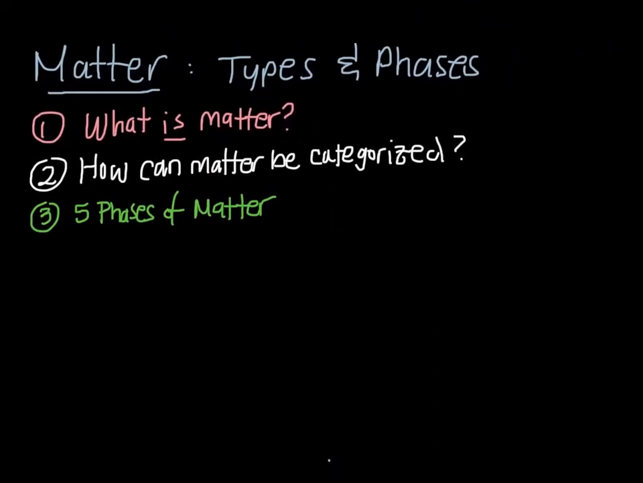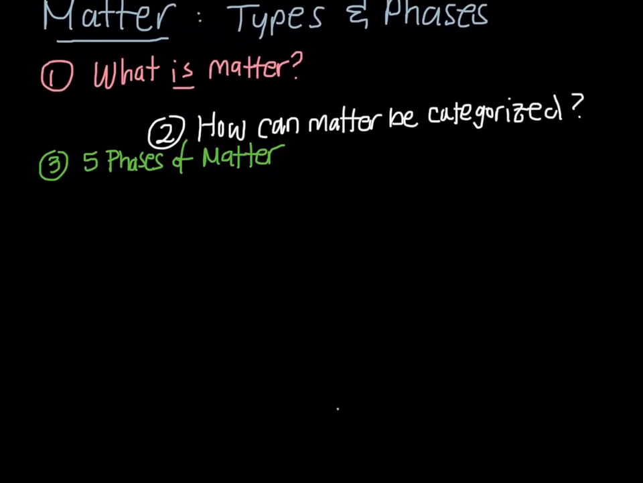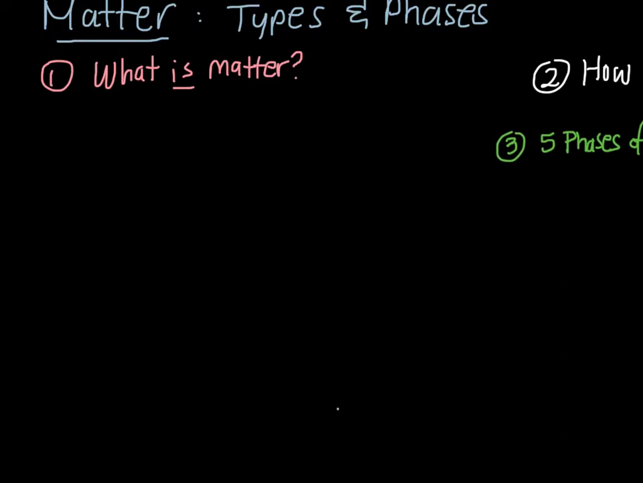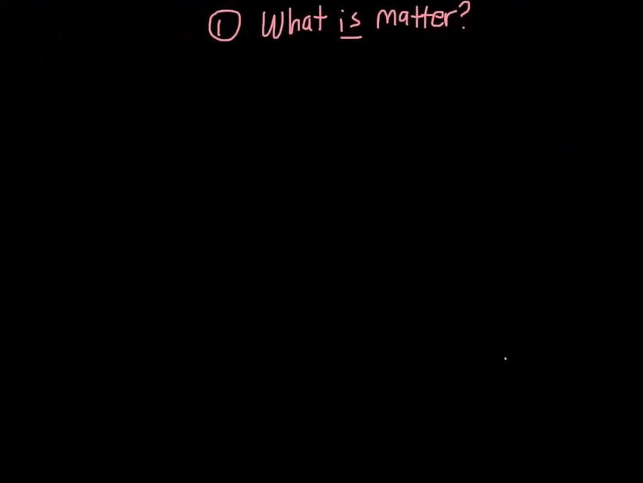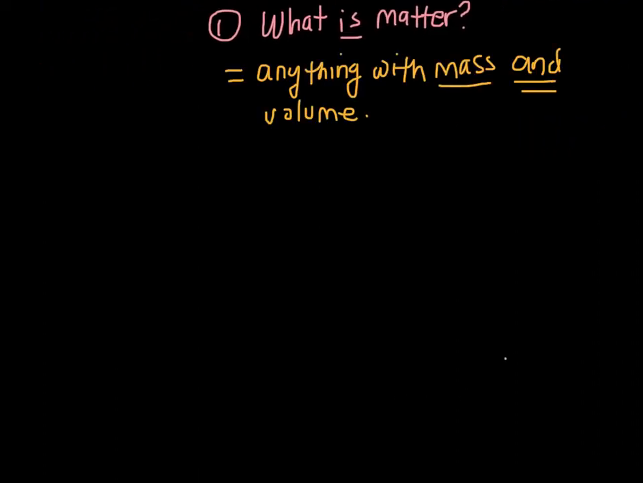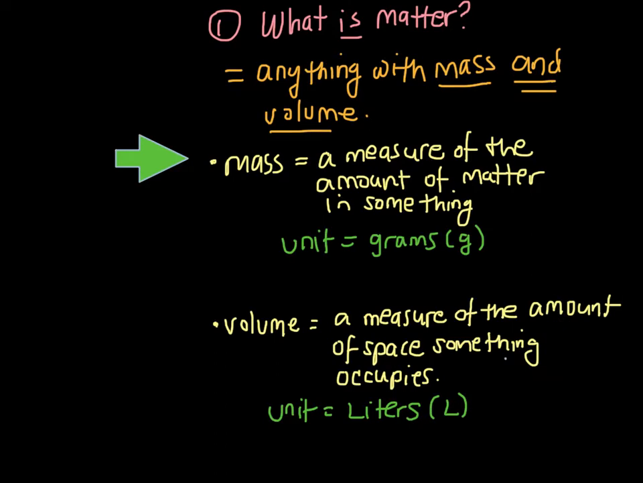First, let's talk about what matter is. Matter is anything that has mass and volume. Mass is a measure of the amount of matter that's actually contained in something. So it's basically something's weight. Weight is slightly different than mass, especially when you get into physics, but in this class it's basically the same thing. The unit on mass is grams.